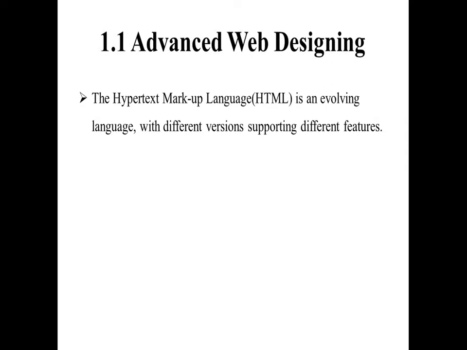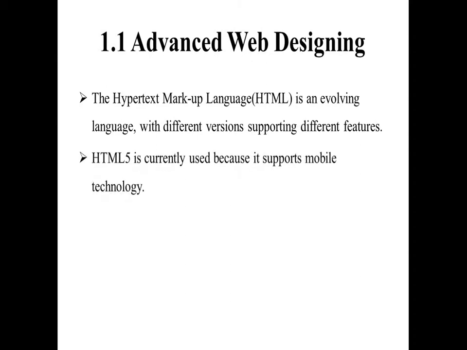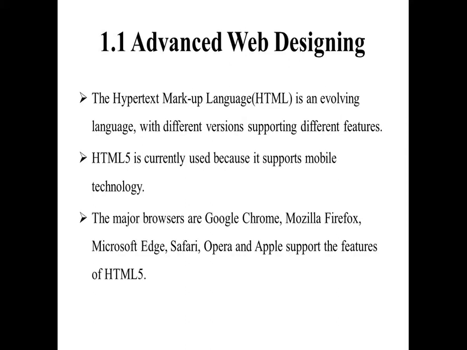So basically all of you know that for designing of web pages we require HTML. The hypertext markup language, that is HTML, is an evolving language with different versions supporting different features. HTML5 is currently used because it supports mobile technology. They have given the browsers: Google Chrome, Mozilla Firefox, Microsoft Edge, Safari, Opera and Apple. These all support the features of HTML5.